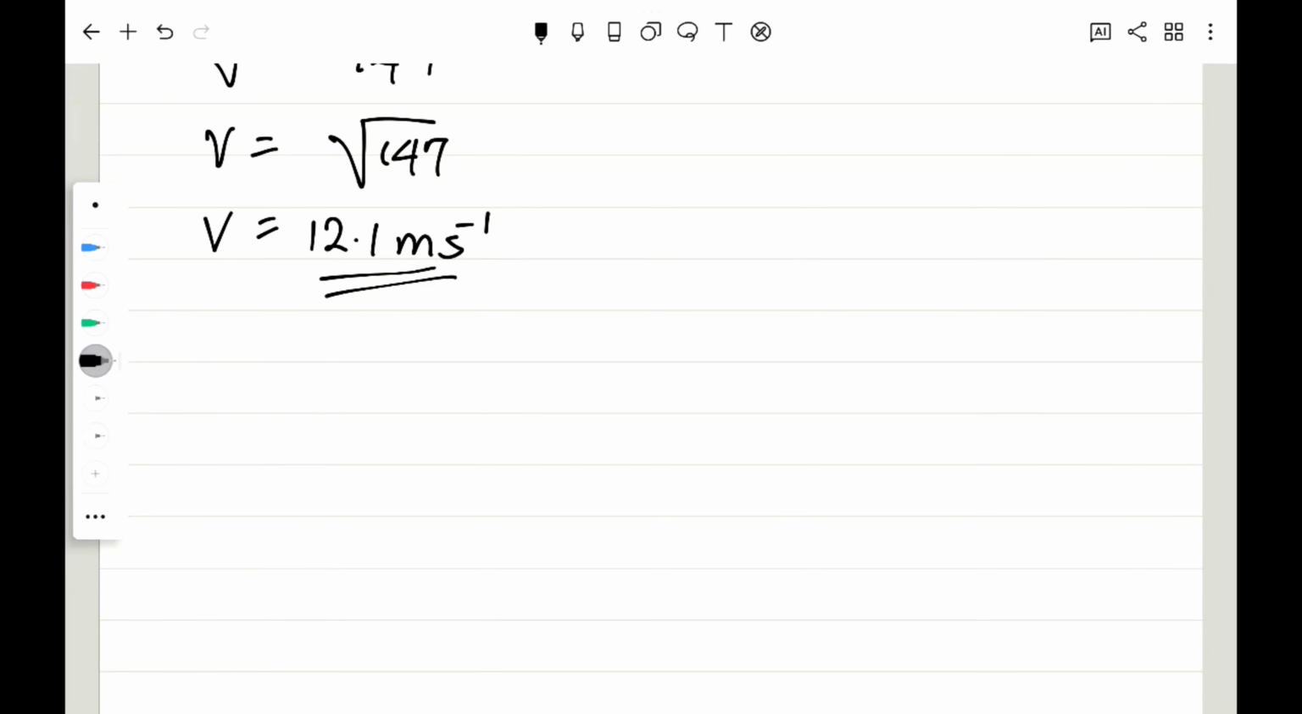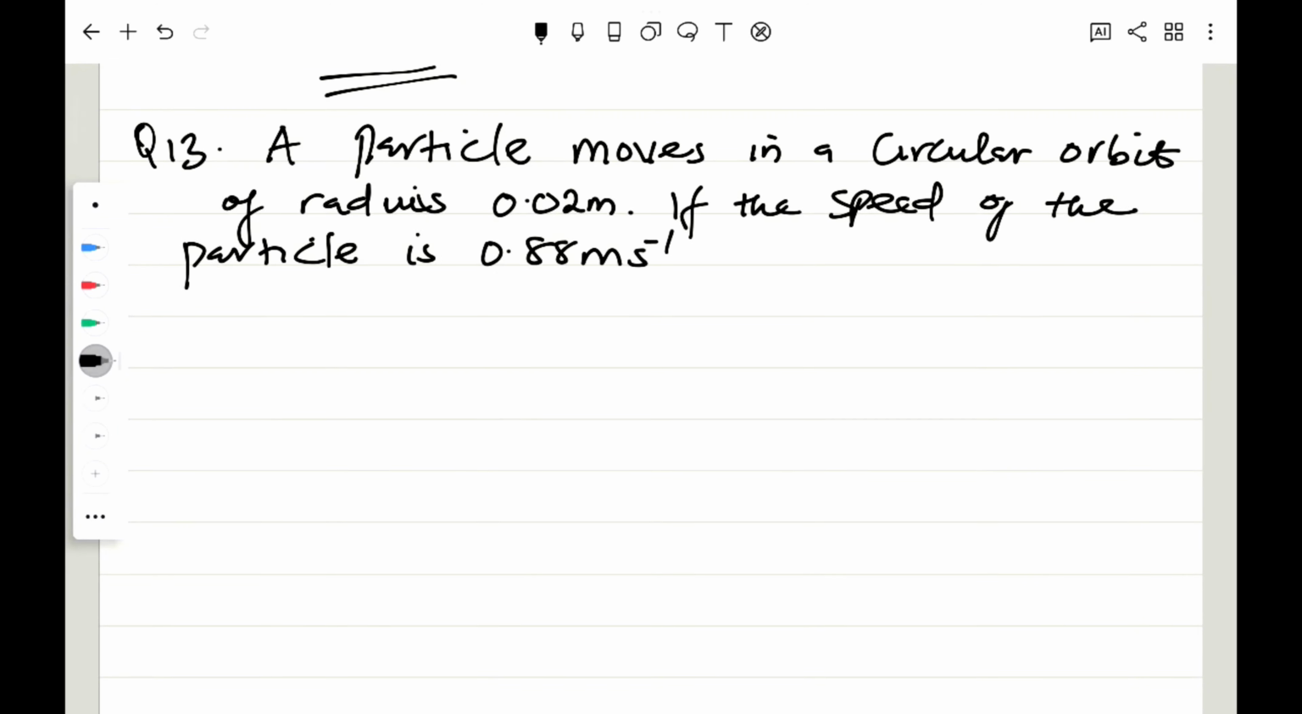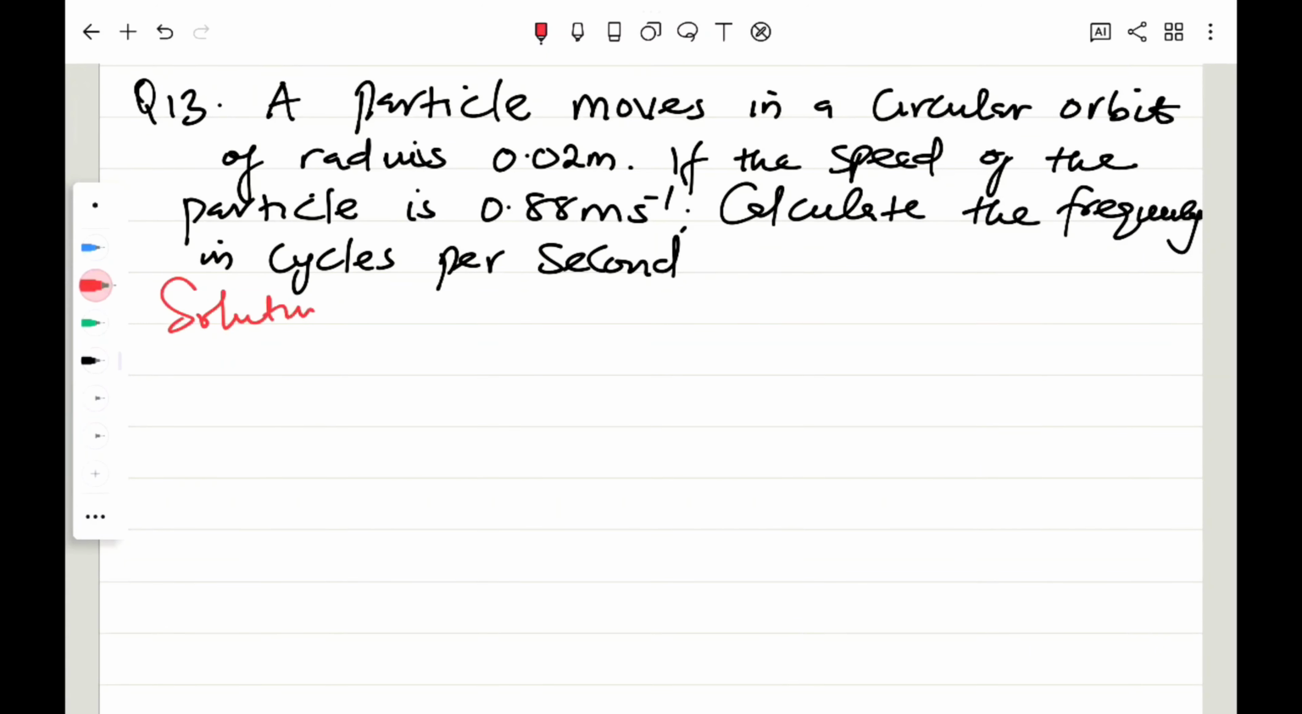So let's proceed further with the next question. The next question is on waves. A particle moves in a circular orbit of radius 0.02 meters. If the speed of the particle is 0.88 meters per second, calculate the frequency in cycles per second.